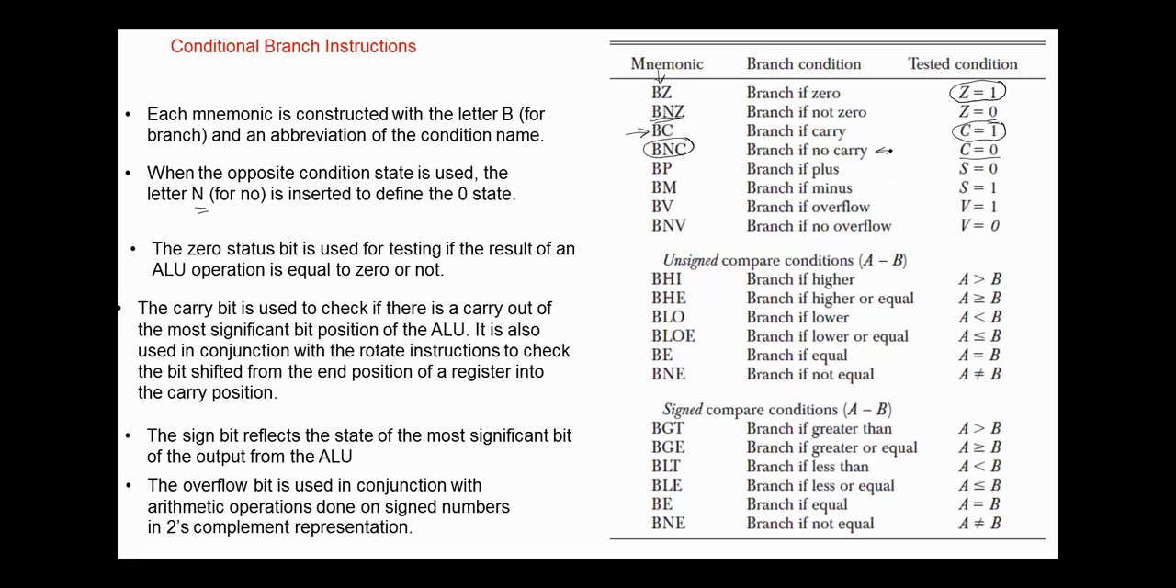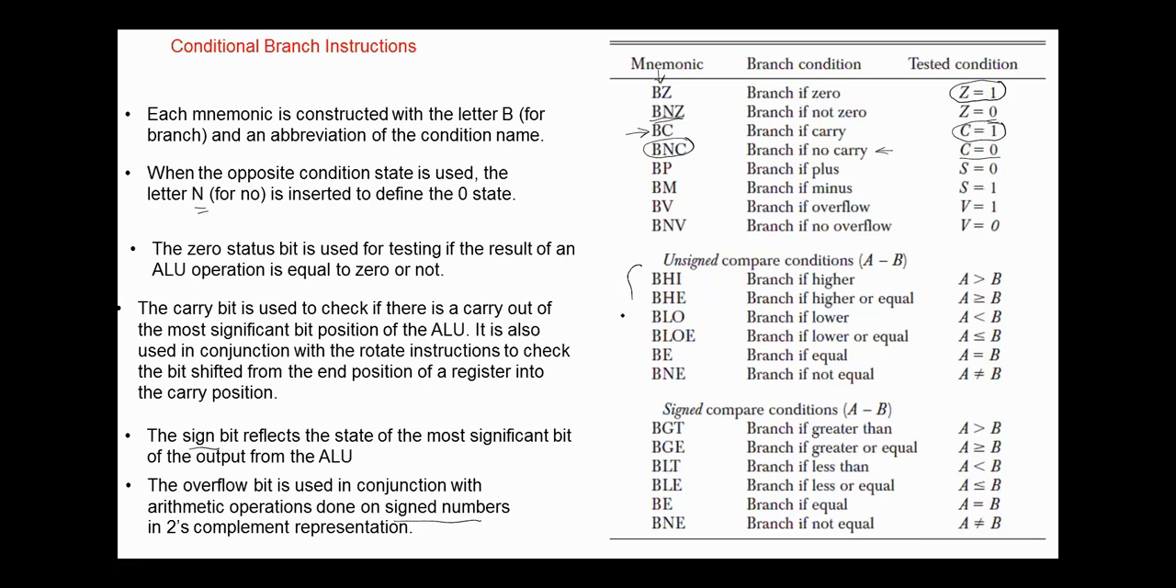The zero status bit is used for testing if the result of an ALU operation is equal to 0 or not. The carry bit is used to check if there is a carry out of the most significant bit position of the ALU. It's also used with the rotate instructions. The sign bit reflects the state of the most significant bit of the output from the ALU. The overflow bit is used when we are dealing with signed numbers in two's complement representation.